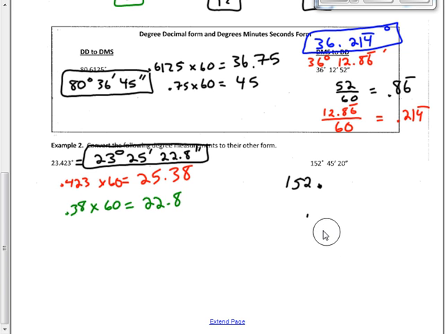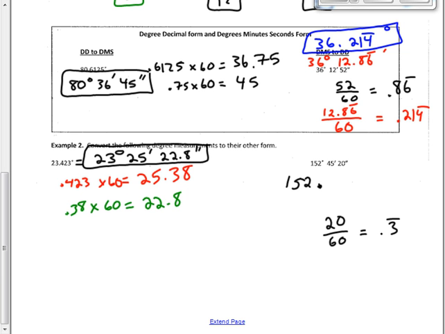Let's start that one over. 45 divided by 60 doesn't necessarily matter right now. I want to start at the 20 seconds. So I'm going to take the 20 seconds and divide that by 60, which gives me 0.3 repeated. 20 divided by 60.